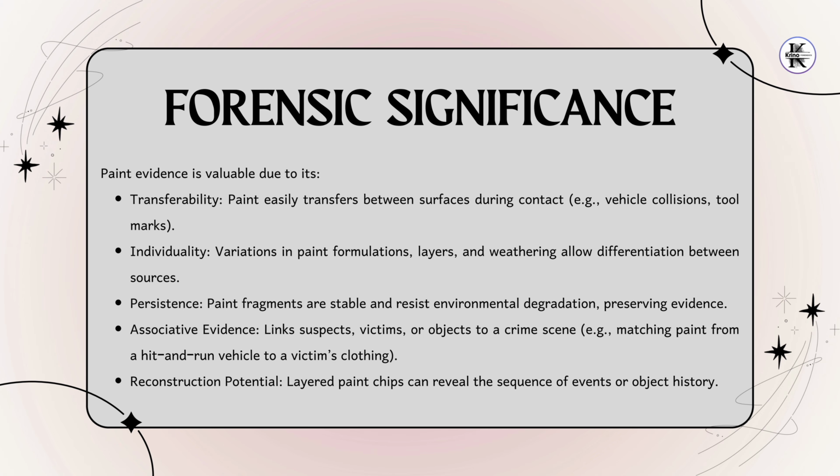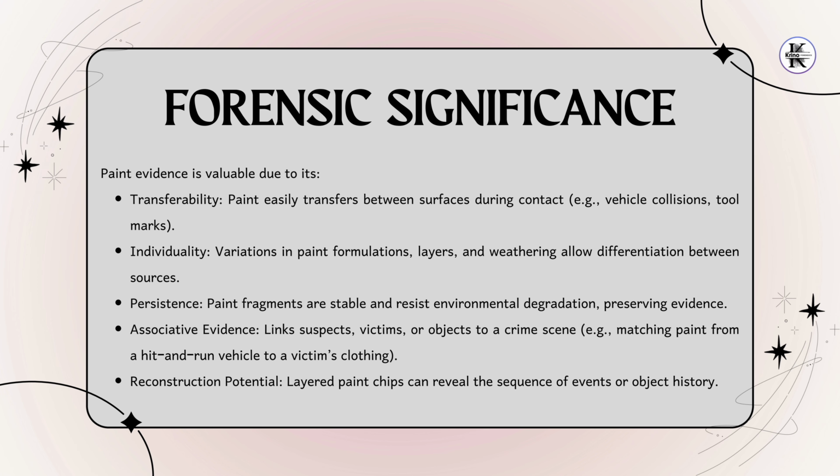Now, finally, let's understand the forensic significance of paint evidence. Paint evidence is highly valuable because it transfers easily during contact, it has a unique composition, it is durable and persistent, and it helps to link suspects to the crime scene. It also helps to reconstruct events by analyzing layers, so even a tiny paint chip can provide powerful evidence.